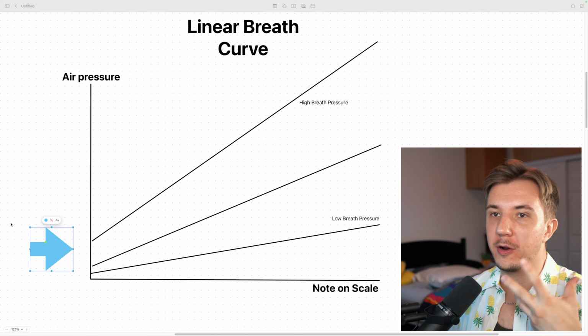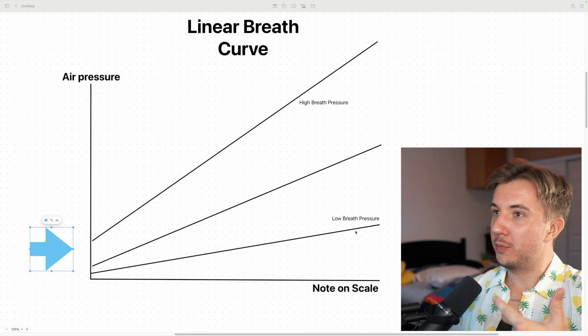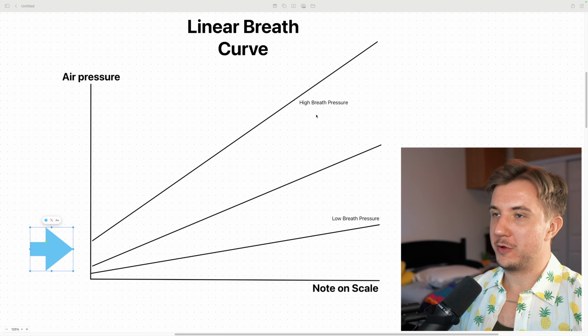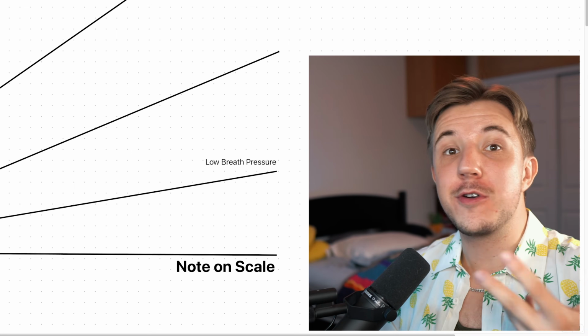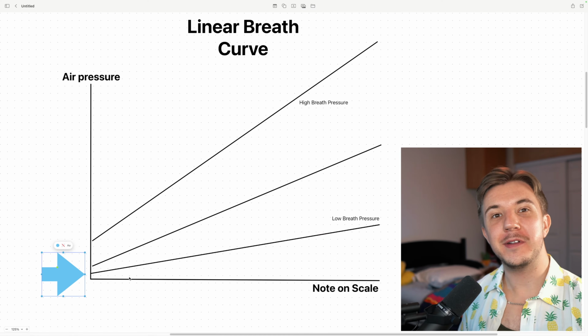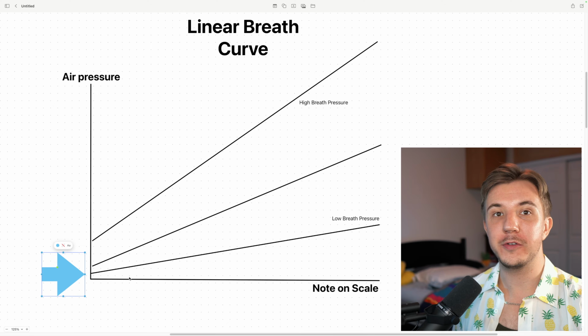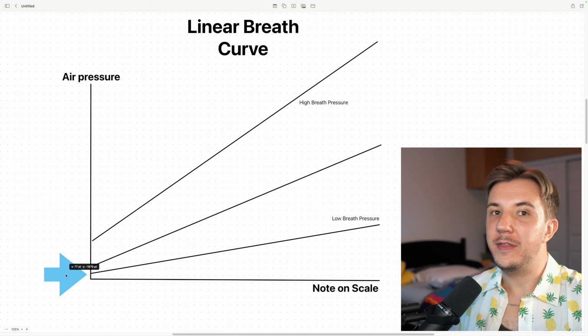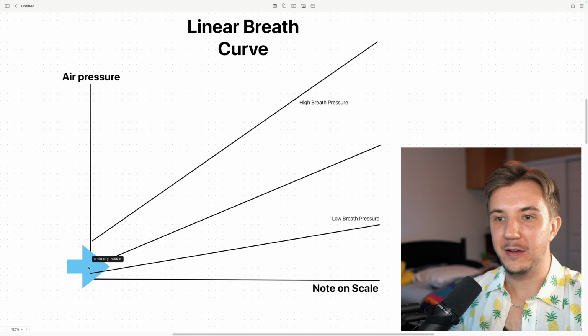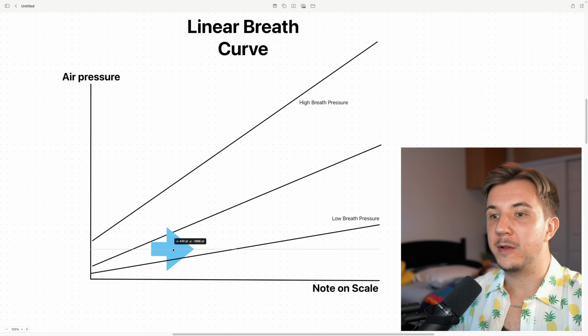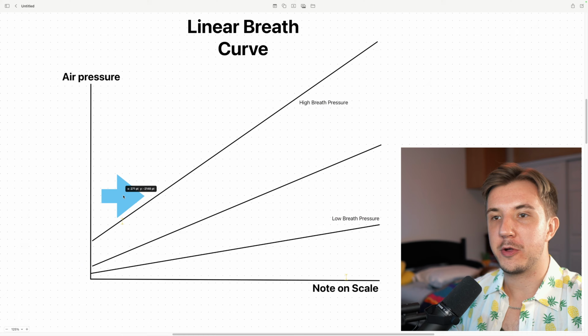On the linear breath curve graph, I've added a line for low breath pressure and a line for high breath pressure. Literally just treat this like an algebraic equation. The y-intercept is the amount of air you need for the very lowest note. So in the case of a 12-hole alto C, that'll be the low A. Then the slope is how much the air pressure increases as you ascend the scale. On a low breath pressure ocarina, that slope is fairly low, whereas on a high breath pressure ocarina, that slope is a bit steeper.